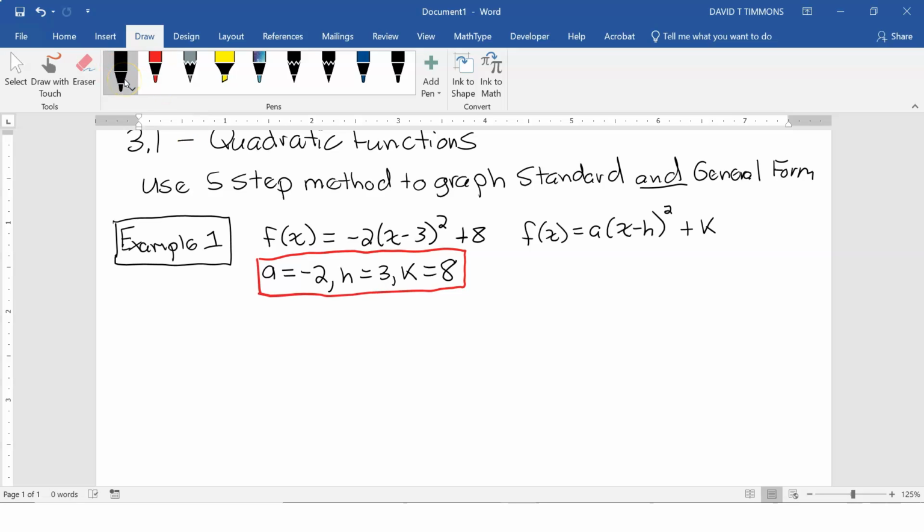Okay, so let's look at the individual steps. Step 1 is identify the parabola direction. If the leading coefficient a is negative, the parabola opens in the negative y direction or downward. If it's positive, it will open in the positive y direction or upward. So because a, which is minus 2 in this case, is less than 0, the parabola opens downward.